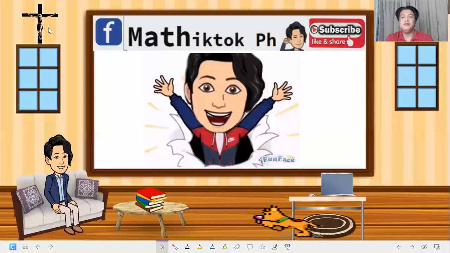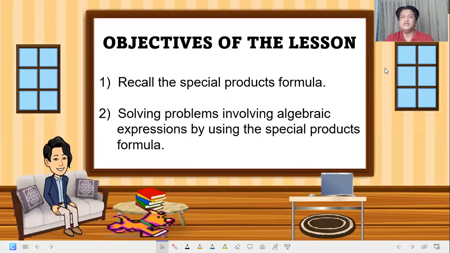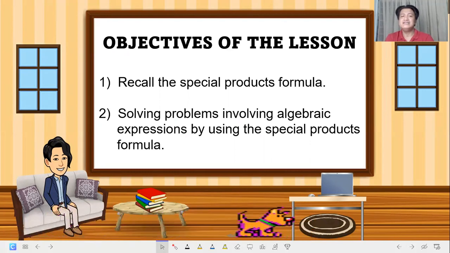Hello students, happy learning. So with that, our objectives of the lesson: first, recall the special products formula. And second, solve problems involving algebraic expressions by using the special products formula. Ito po yung kailangan natin matutunan or master this week. Kung hindi pa po natin napapanood yung discussion about special products formula, okay, you are free to watch po.